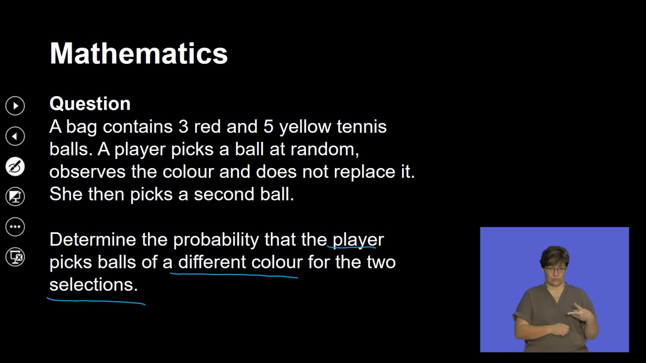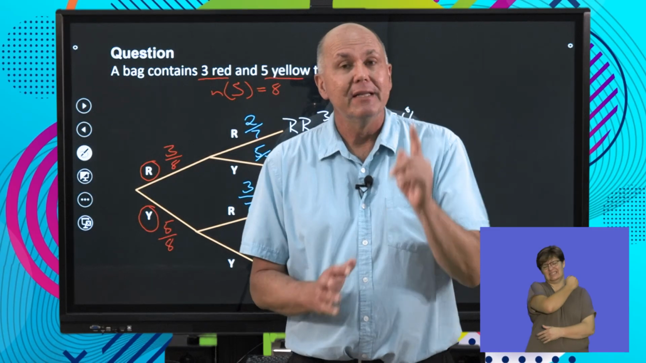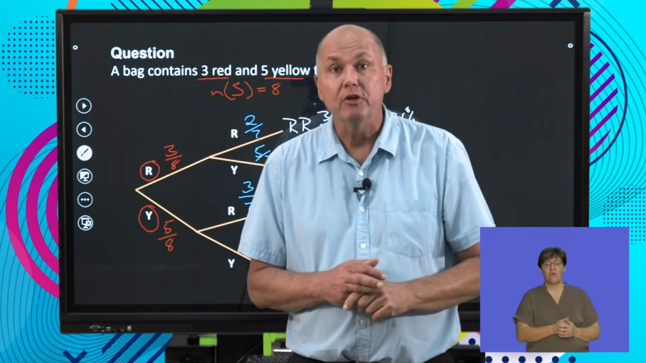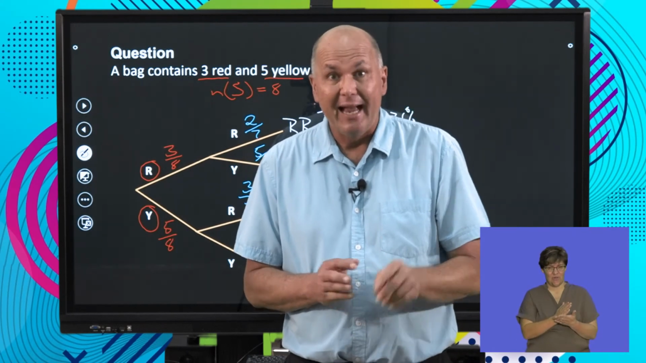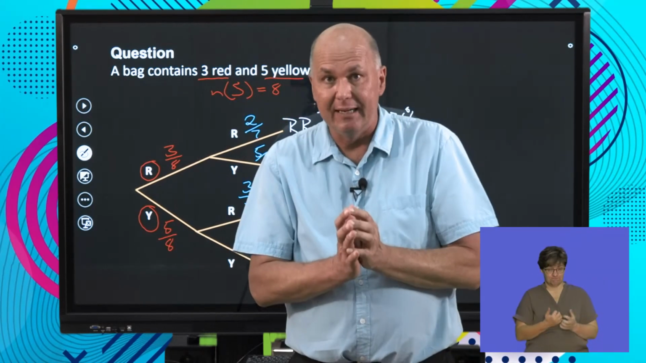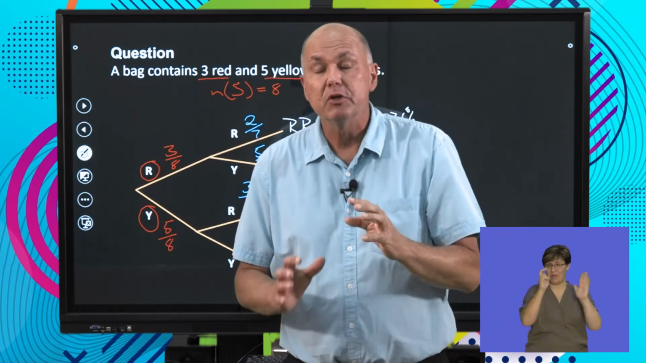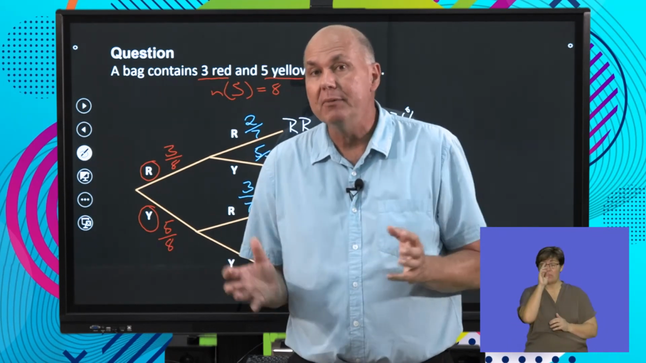Okay, so there are two ways to do this, and I want to show you both of them. They need to be of different color. Now, unfortunately, I've already started to calculate when they're the same color. Ah, that's a pain. But you know what? There's a trick that we can do to make sure that we've got it sorted out. And this is what I'm going to do. I'm going to calculate when they're the same color, and then I'm going to apply the complementary rule. Because remember, these are complements of each other.